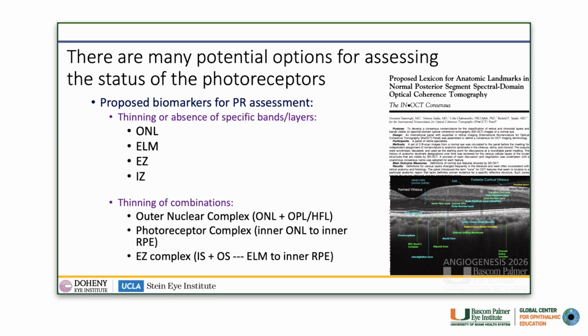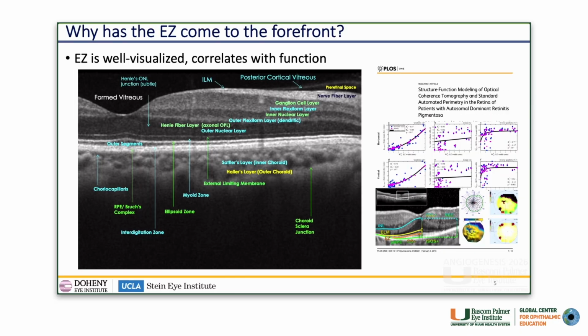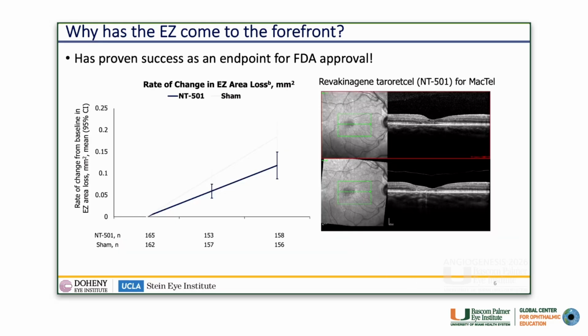Now, there are many potential options for assessing the status of the photoreceptors, ranging from the outer nuclear layer as well as the EZ and other structures as shown here, as well as combinations such as the outer nuclear layer plus Henle's fiber layer. But at the same time, we need to recognize that EZ has really come to the forefront, in part because it's obviously quite well visualized and we know that it can correlate with function. It's also proven to be successful as an endpoint for FDA approval, as we observed in the revakinagene trials, where EZ area loss was useful for demonstrating the benefit of the therapy.